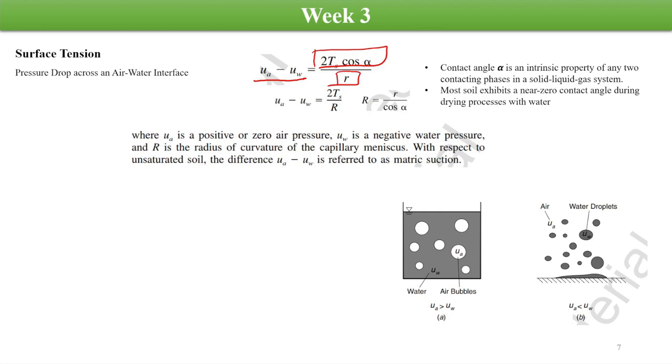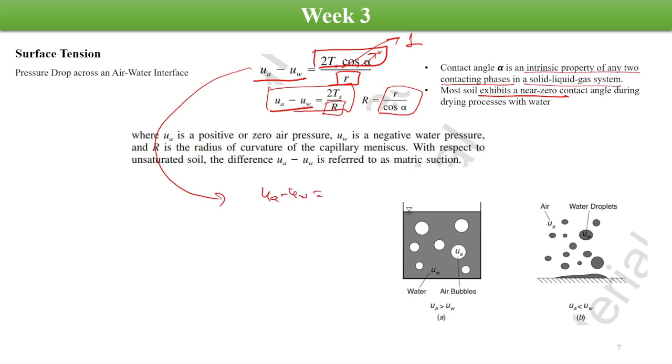For UA minus UW, for most soils alpha is nearly zero. It is an intrinsic property of any two contacting phases, mostly a solid, liquid, or gas system. If alpha is zero, then cos alpha becomes one, so we can simplify this expression for soils. UA minus UW is equal to twice Ts upon R, where R is the radius of the capillary. Since alpha is zero, we can write UA minus UW is equal to twice Ts upon small r, that is the radius of the capillary.